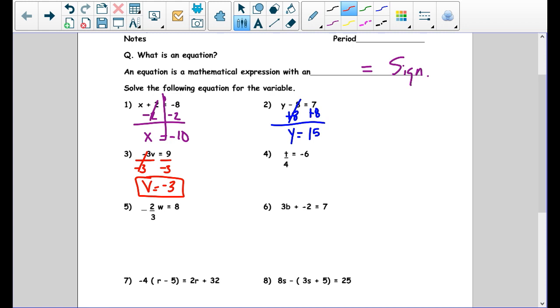Number 4, t over 4 equals negative 6. Fraction means what? Division. So we're going to do what to get rid of this 4 on the bottom? We're going to multiply by 4. So 4 divided by 4 is 1. So it leaves me with 1t. Negative 6 times 4, negative 24.